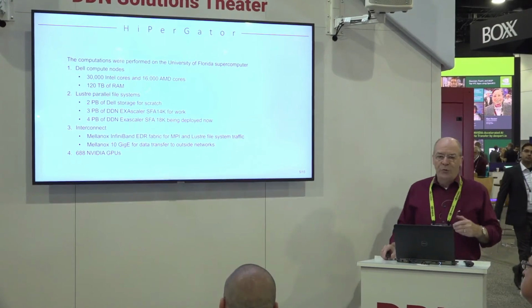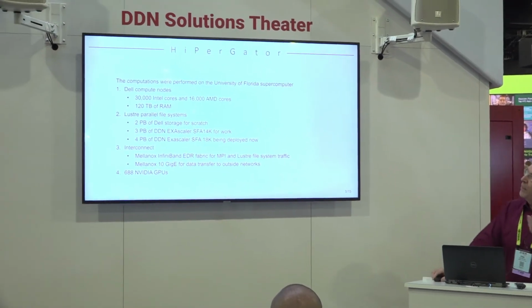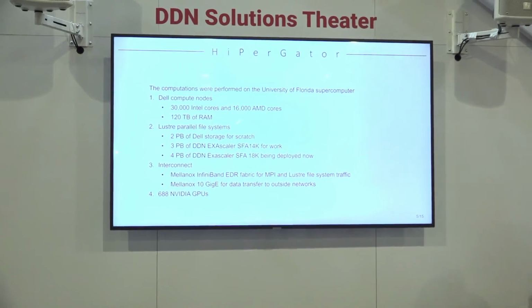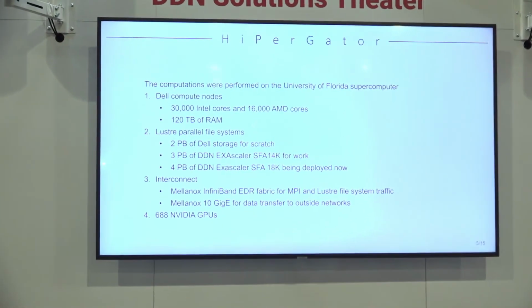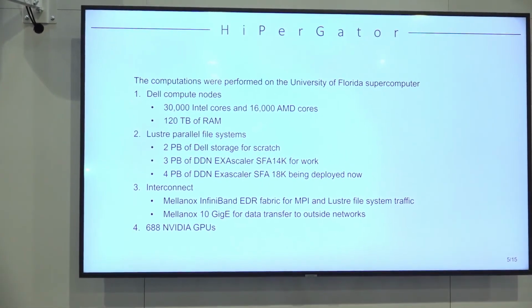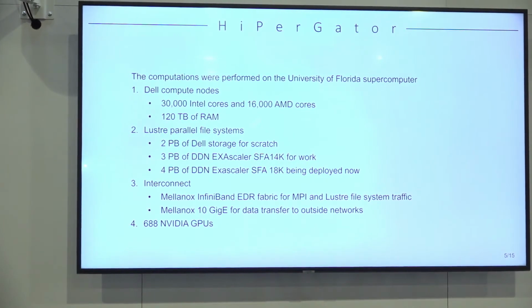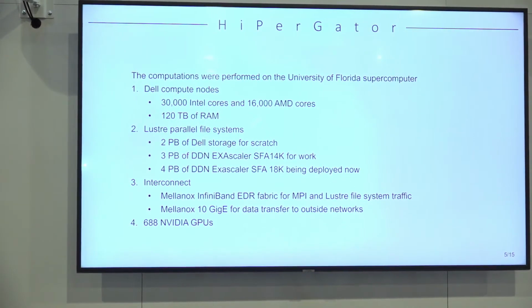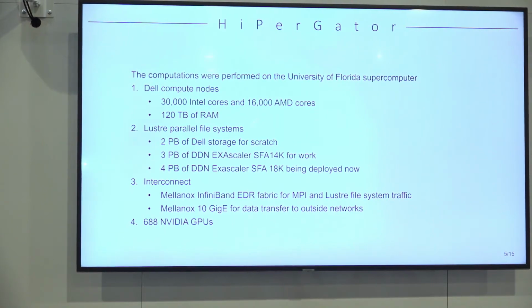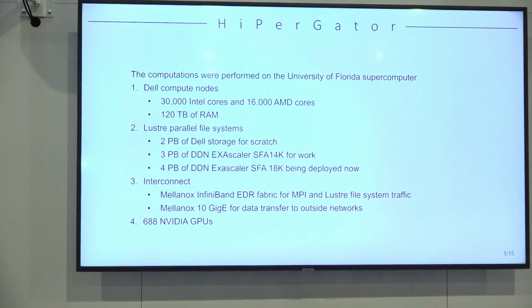So the calculations were done on HyperGator, which is the University of Florida supercomputer. It has 30,000 Intel cores, 16,000 AMD cores. The storage system has 2 petabytes of a Dell Scratch system, then 3 petabytes of DDN storage, and right now, this week, being delivered is another 4 petabyte new storage system that's been optimized for exactly this kind of calculations.